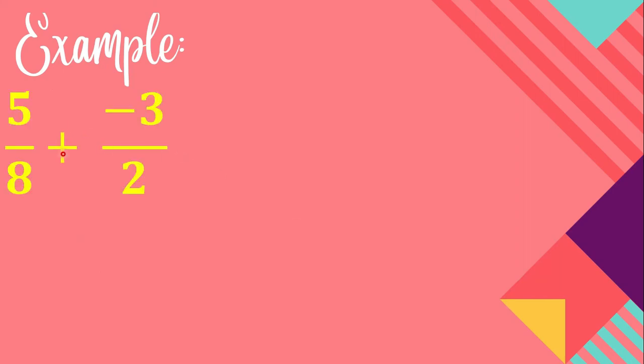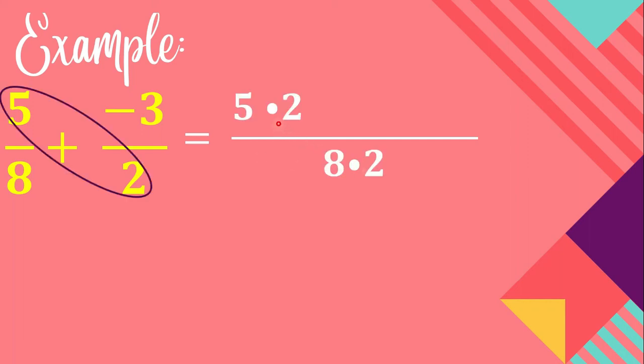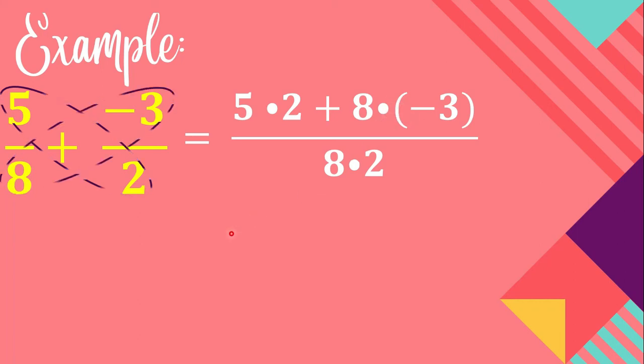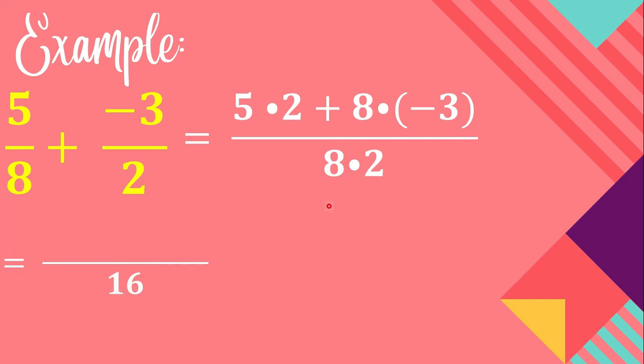Next, 5 over 8 plus negative 3 over 2. That is equal to 8 times 2 in the denominator, and then 5 times 2 diagonal plus 8 times negative 3 or negative 3 times 8. So you can interchange those two numbers. And then let's simplify one by one. You have 16 for 8 times 2, so your denominator will be 16. 5 times 2, that is equal to 10, plus 8 times negative 3, which is negative 24.